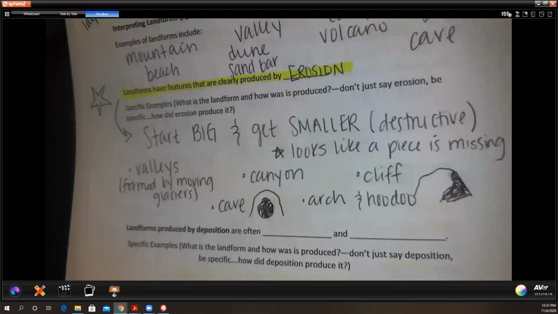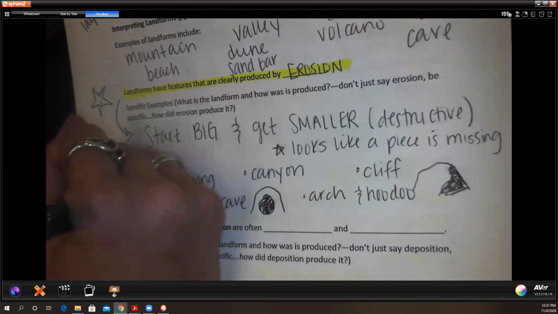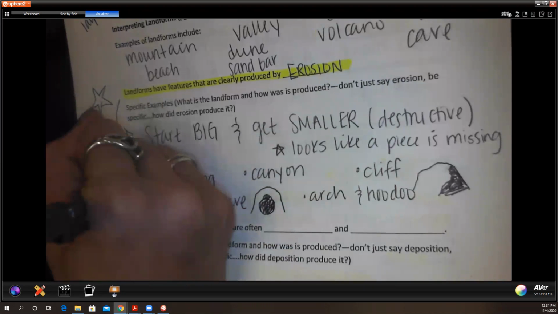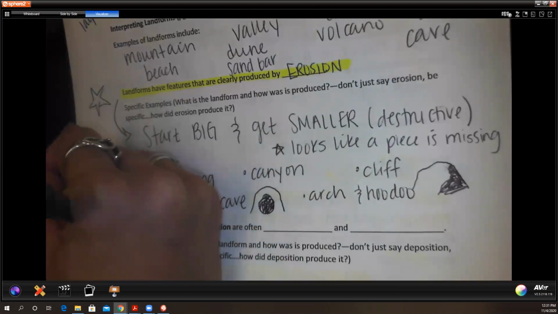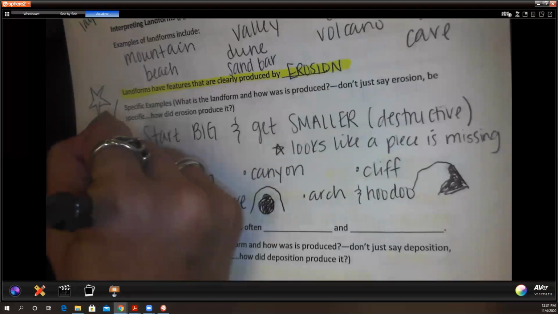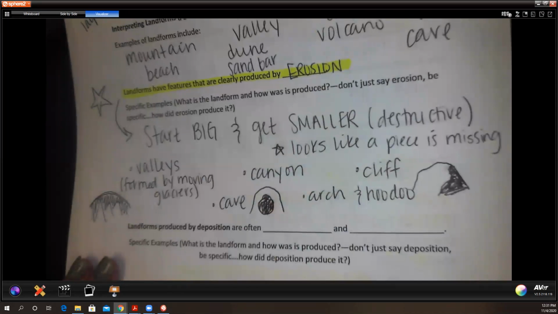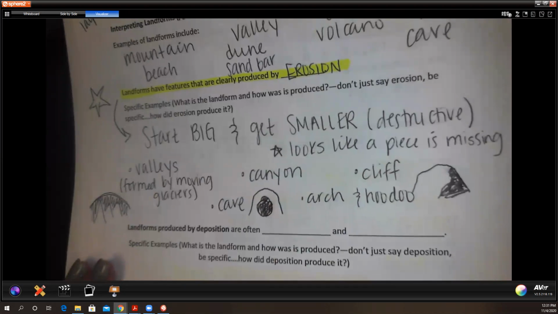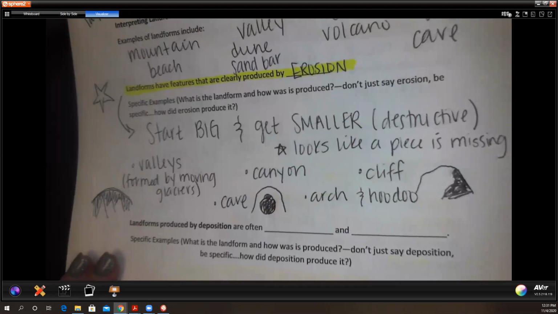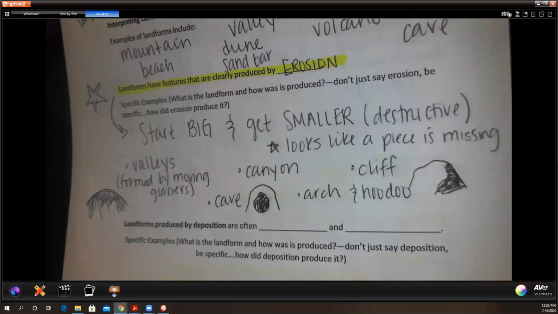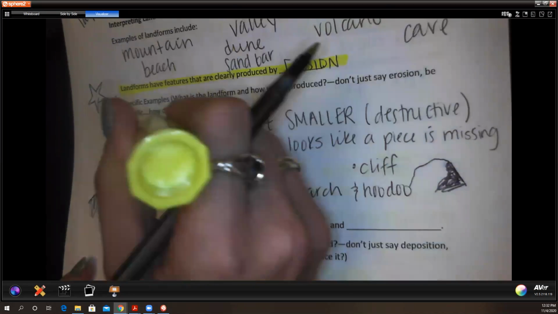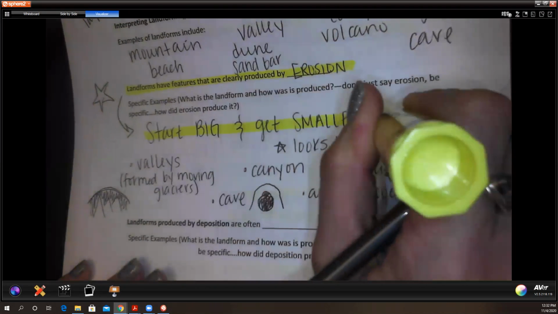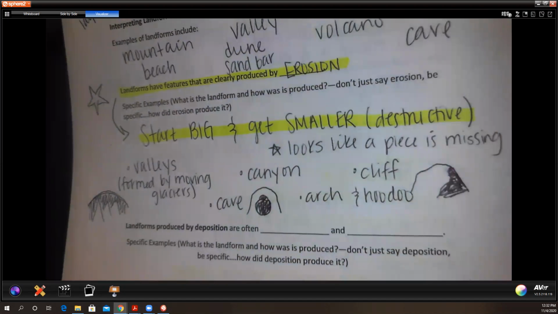Jagged mountains were originally fuller, they looked like hills. But then part of the mountain was eroded, and it looked like something was missing. So the idea is if it's produced by erosion, it started big and got smaller because it was destructive.